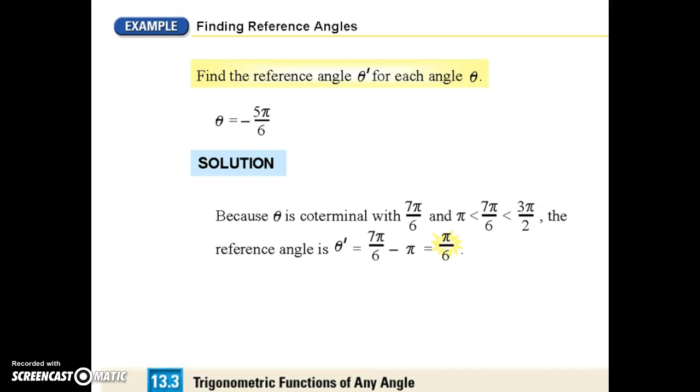All right, here's an example using radians. This one is actually the reference angle for each angle. Here it's negative 5 pi over 6. Because theta is coterminal with 7 pi over 6, and pi will bring you into the third quadrant, you will take 7 pi over 6, subtract out pi, and you would get pi over 6.